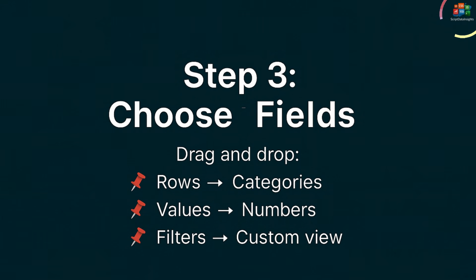Filters. Use this area for fields that you want to use to apply custom views or filter your entire report, allowing you to narrow down the data shown without changing the table structure. You can also use columns if you want categories to appear across the top of your report.